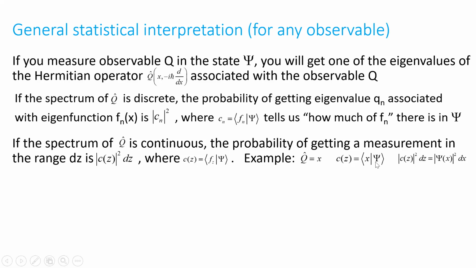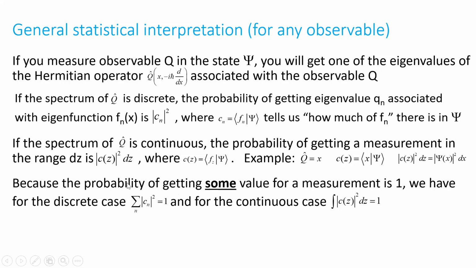But the inner product of x with psi is just the function written out as psi of x. So when we take Cz squared dz, that just becomes psi of x squared dx, which is what we understand as the normal probability density of our wave function psi of x. So when we take this to be position, we recover our interpretation of the probability density as psi of x squared.